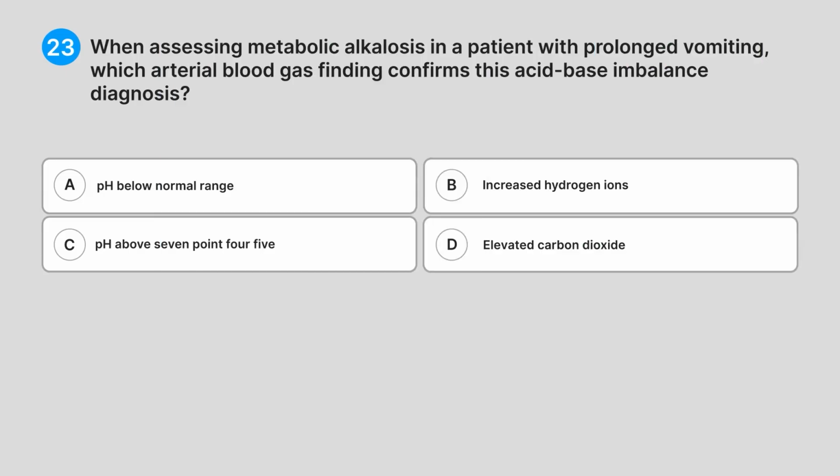23. When assessing metabolic alkalosis in a patient with prolonged vomiting, which arterial blood gas finding confirms this acid-base imbalance diagnosis? A. pH below normal range. B. Increased hydrogen ions. C. pH above 7.45. D. Elevated carbon dioxide.